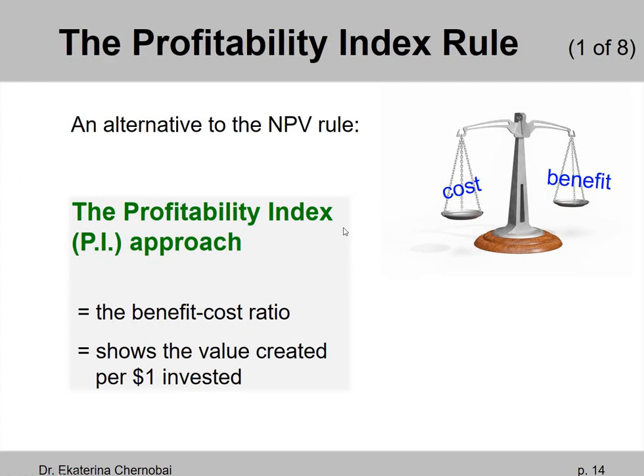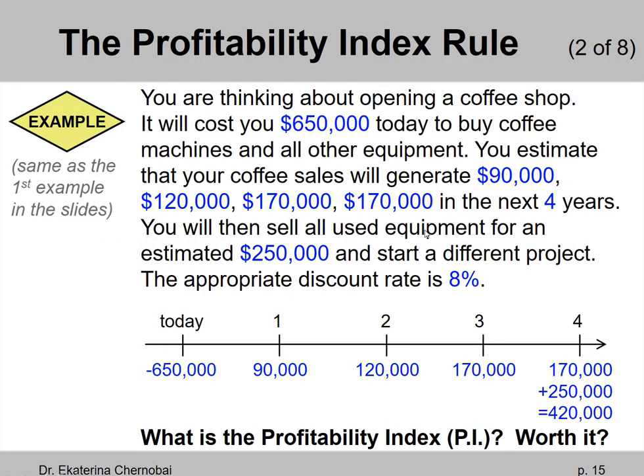The Profitability Index technique. This is an alternative to the net present value technique. It's actually very similar to how the net present value technique works. The Profitability Index is also known as the benefit cost ratio, and it shows the value created per $1 invested. So when you invest $1 today, do you get more than $1 back in the future, exactly $1 back, or less than $1 back? Let's look at exactly the same numerical problem that we used to calculate the net present value.